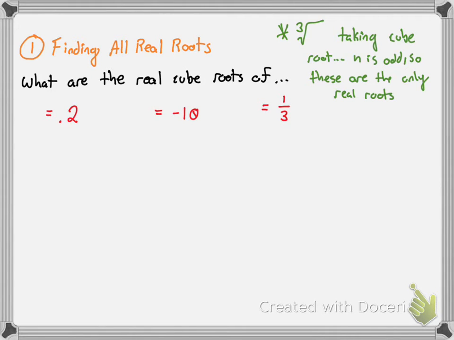Notice here, since I'm taking a cubed root, my n value is odd, so there's only one answer here. I'm not going to have a positive or negative solution. Again, that's because I'm taking an odd root.